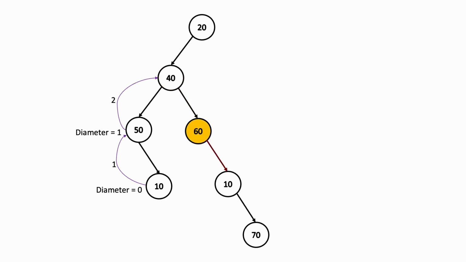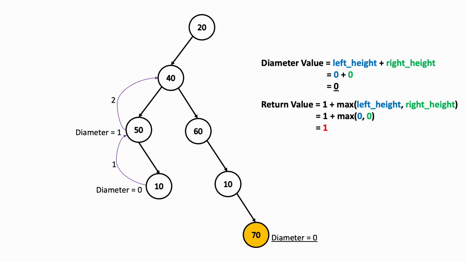We will go to node 10 at right. We will go to node 70 at right. Now we have reached the leaf node. We don't have a left or right to go to. So we will calculate the diameter with the current node 70 being root, which will be 0. The value that we return to the parent node will be 1.